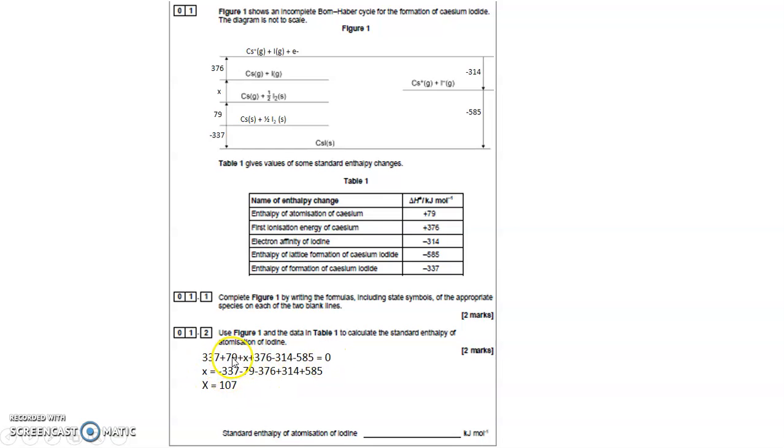Rearrange it, take all the values apart from X over to the right hand side, so I reverse the sign: minus 337, minus 79, minus 376, minus 314 becomes plus 314, and minus 585 becomes plus 585, so X is 107.